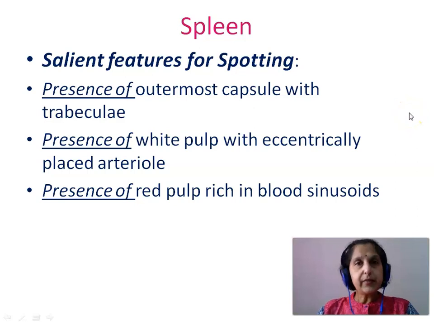The salient features for spleen to be used for spotting are presence of outermost capsule with trabeculae, presence of white pulp with eccentrically placed arteriole, presence of red pulp rich in blood sinusoids.